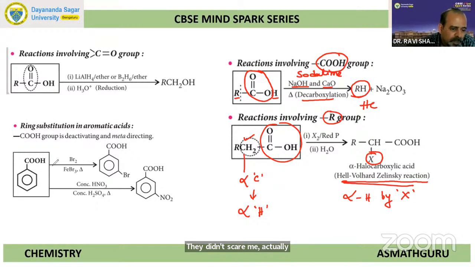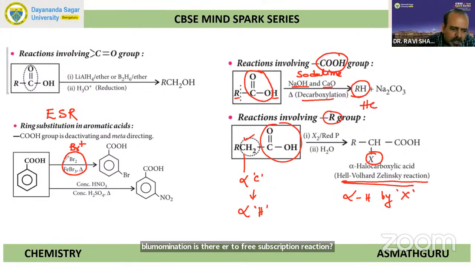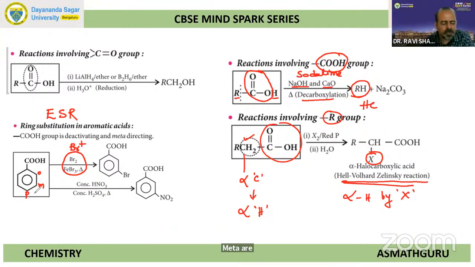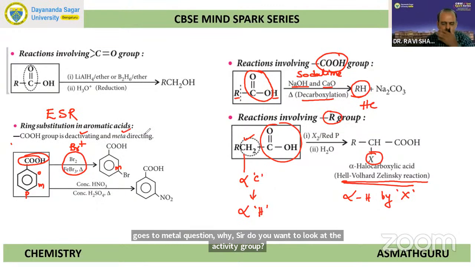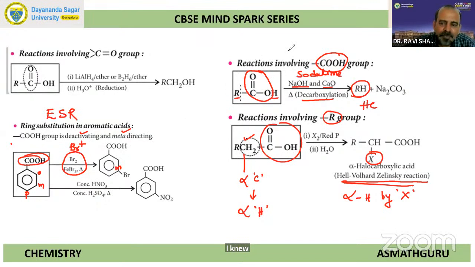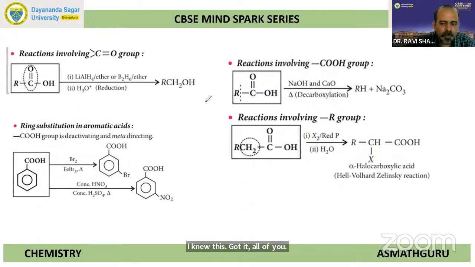And then these are ESR, sir, electrophilic substitution reactions. I already told you, bromination is an electrophilic substitution reaction. Here the electrophile is Br plus. So Br plus can attack the ortho, meta, or para position. You want to know where it goes, sir? It goes to the meta position. Why, sir? Simple. The COOH group is a deactivating group, and it is meta directing. You got it, all of you? Yes or no, all of you?